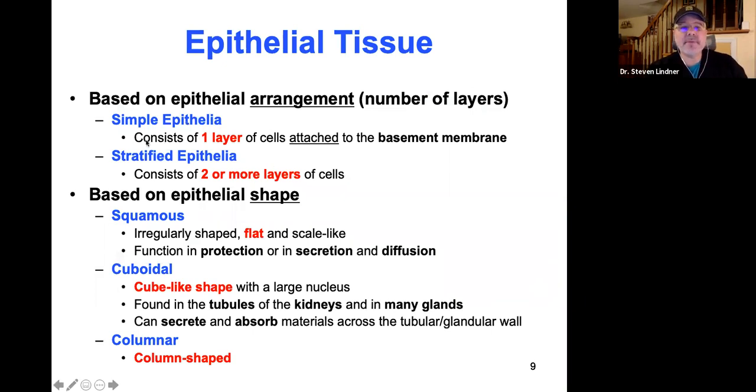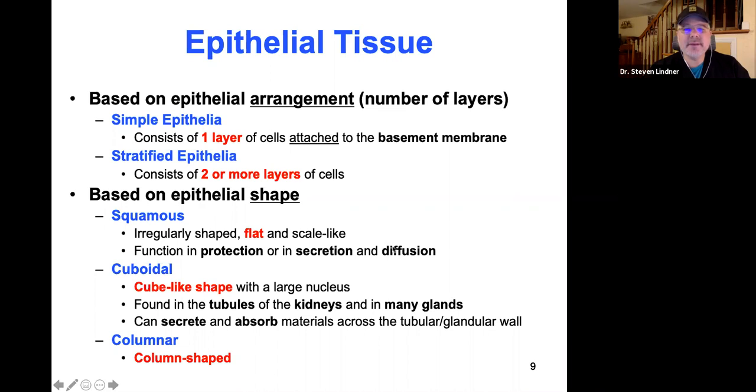So we have simple epithelium and stratified epithelium. Simple epithelium consists of just one cell layer. Stratified epithelium consists of two or more layers. Now that we've identified the number of layers, you then go by shape: squamous, cuboidal, or columnar. The squamous is the irregular, flat-shaped cell. Cuboidal is the square or box or cube-shaped, and columnar look like columns. Their functions are slightly different because if their structure is different, their function is going to be a little bit different. Squamous is used for protection, secretion, and diffusion.